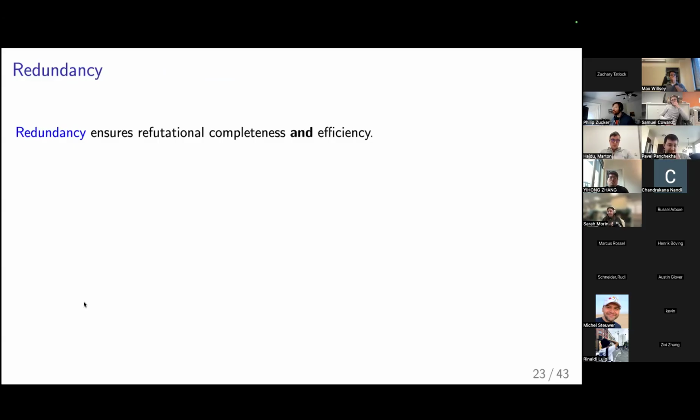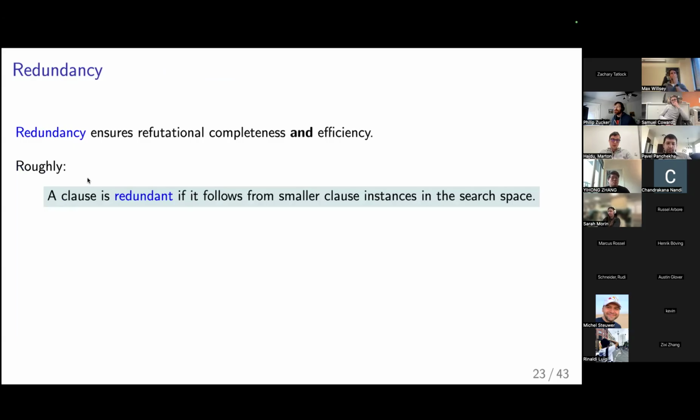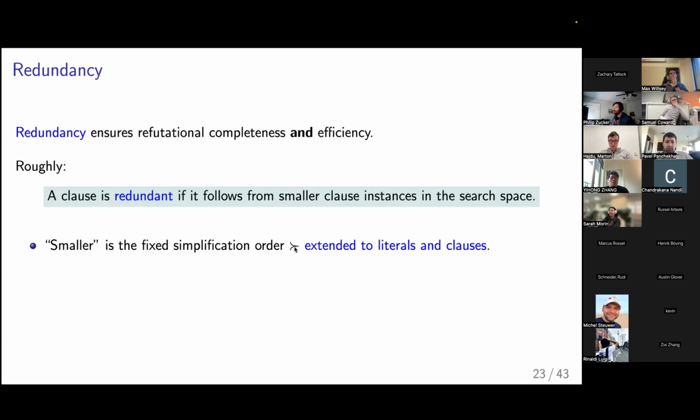Okay, so now we can introduce redundancy. Redundancy is a notion that not only ensures refutational completeness, but is also very important for efficiency. Roughly, a clause will be redundant in our notion when it follows from smaller clause instances in the search space. And the smaller here is the fixed simplification ordering, but we have to extend it from terms to literals and clauses. And this extension is, as I have said, very simple.